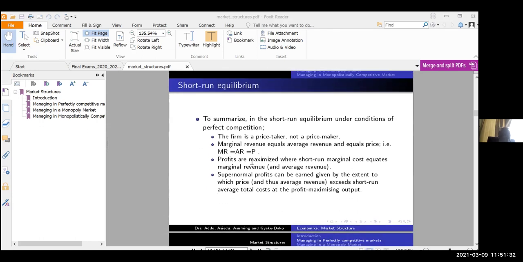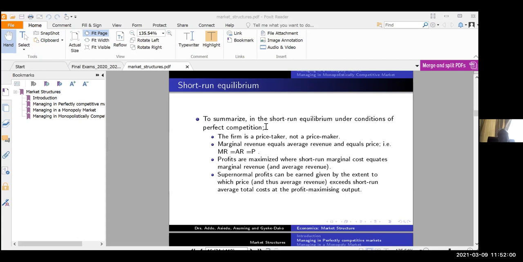So, to summarize the competitive market: in the short run, under conditions of perfect competition, the firm is a price taker. This has to be very clear. All firms in a perfectly competitive market take the price as given by the market. You go to Accra Central, you don't know who is fixing the price for tomatoes. You just know that the equilibrium price there is 10 Ghana cedis. You're a price taker.